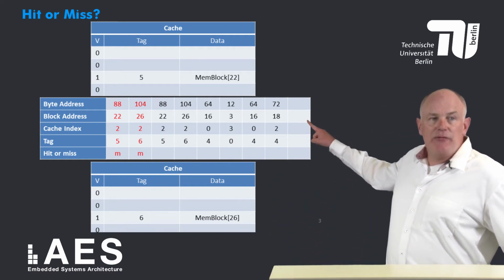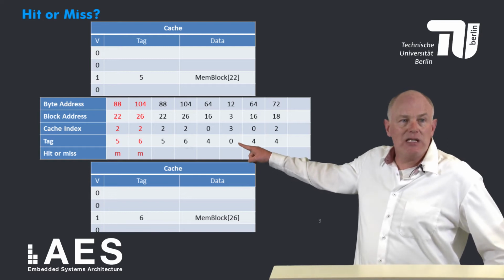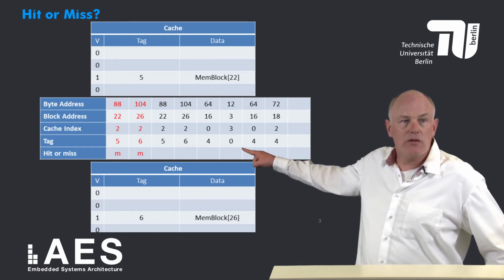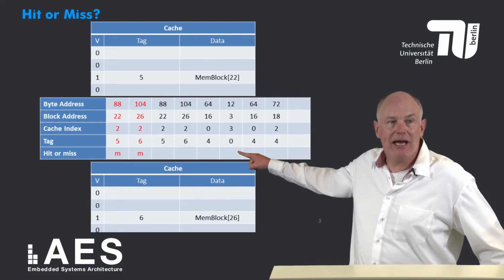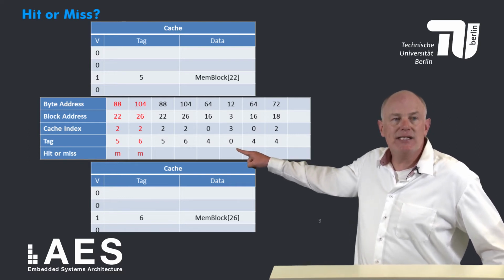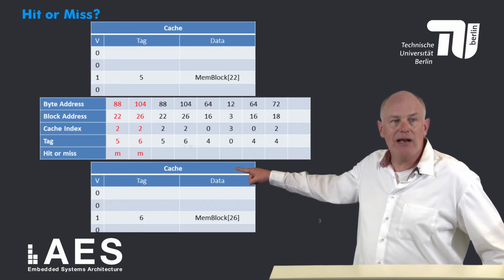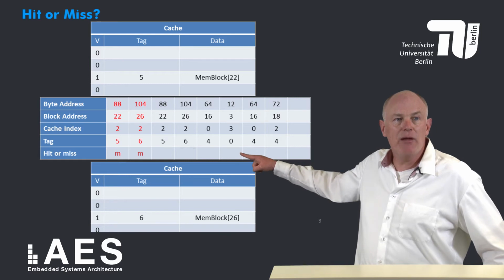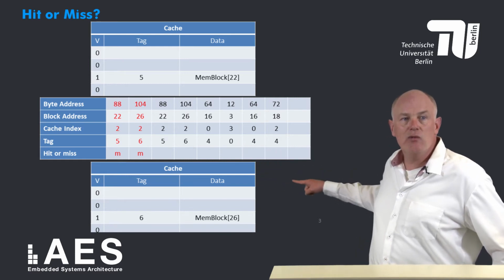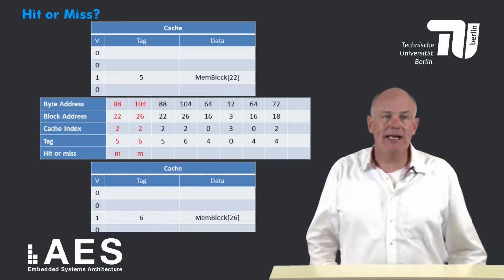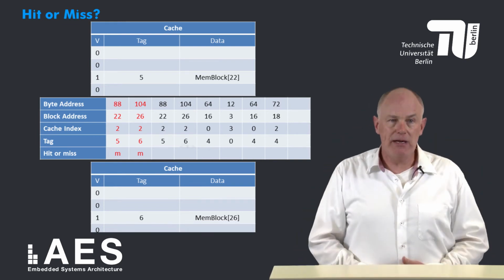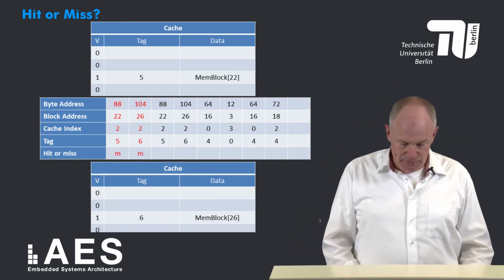This was our cache before. Now we access byte address 104. This corresponds to block address 26. Again, that maps to the same cache index 2, but it's not the one stored there because it has a different tag. So again, we will have a miss, and memory block 26 will replace memory block 22 in cache because they both map to the same cache block.